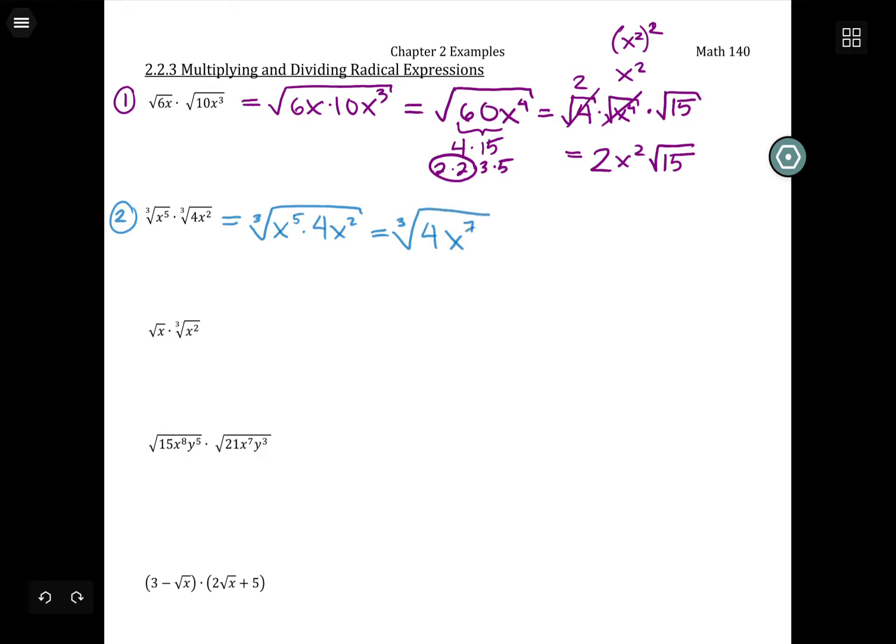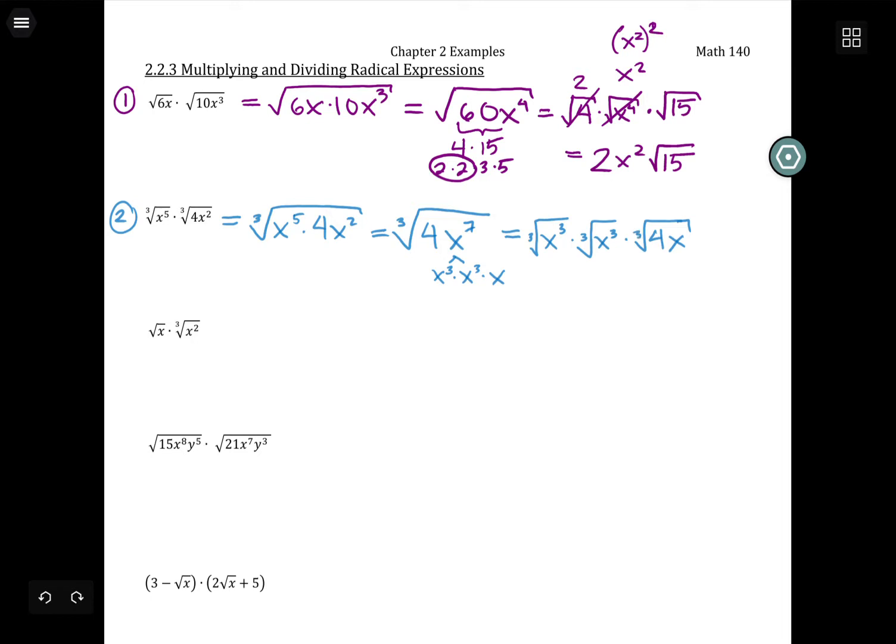So I can't do anything with the 4. The factors of 4 are 2 and 2. If I don't get 3 of the same factor, I don't have a perfect cube. But I can with x to the 7. I can split off, and there's more than one way to do it. So you could split off x cubes if you would like. And we can say, okay, I'm going to separate out an x cubed and an x cubed, and I'm going to be stuck with the 4 and that lonely x. And this is a cube root as well.